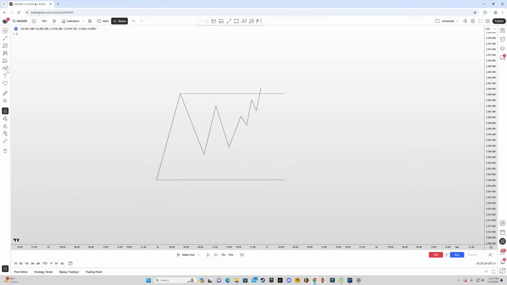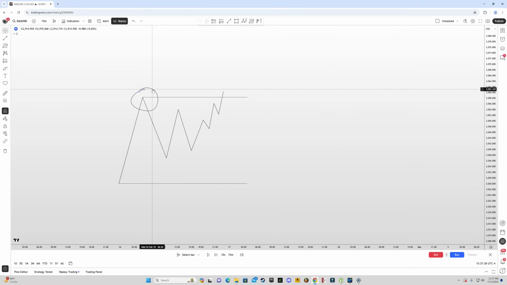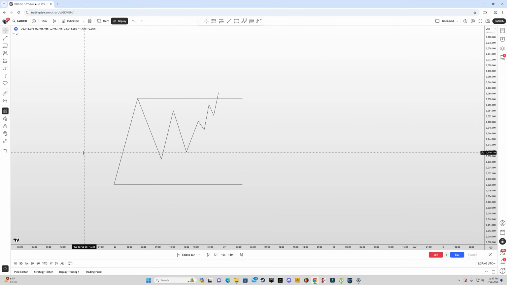Now, how do we know where price is going to go next? Usually when we take out London high, the next draw on liquidity is always London low. So we are only working with the session highs: Asia high, Asia low, London high, and London low.